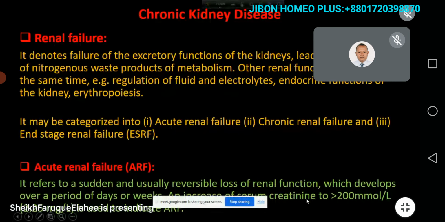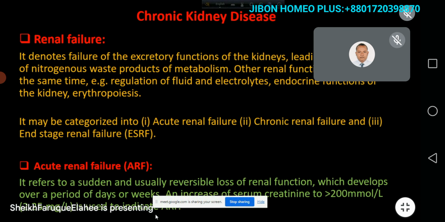And when we find the serum creatinine in such a patient goes beyond 200 micromole, or 2.25 milligram per deciliter of creatinine, then we say this is acute renal failure and we start treatment.